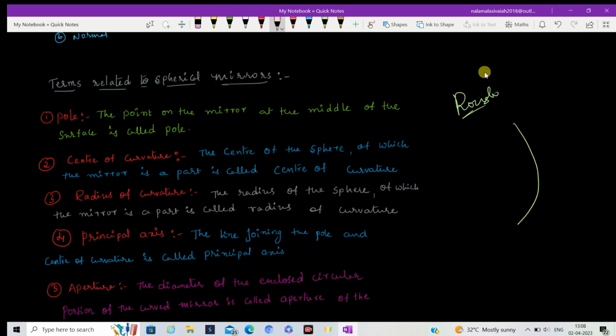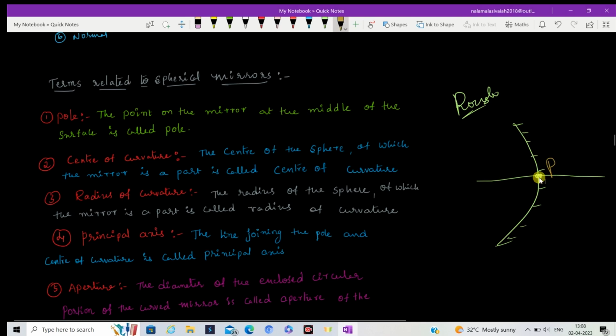If you take the concave mirror, consider it like this. The point on the mirror at the middle point, exactly here, this point is called the pole. You can see the definition also: the point on the mirror at the middle of the surface is called the pole. This is the pole.